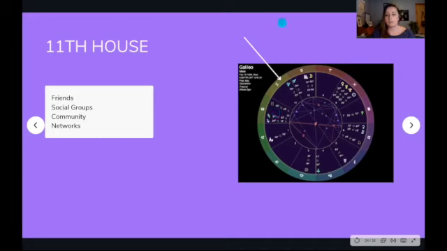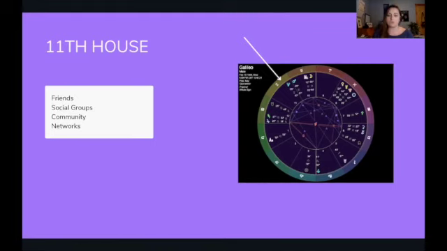Now we go to the 11th house. The 11th house is the house of friendships, of social groups, of community and networks. In your 11th house is where you can start to think about how the public career self begins to interact within larger social groups. Like, who are you amongst your entire community? What groups are you a part of?